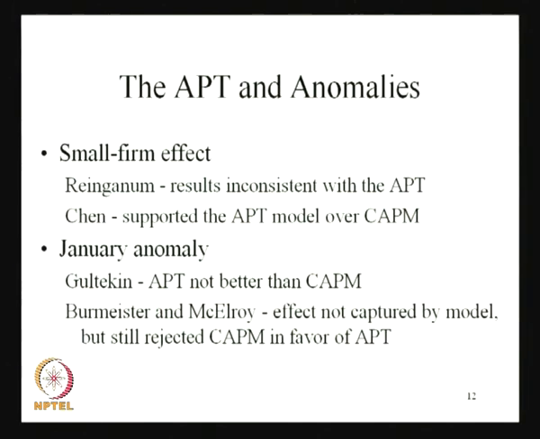Whenever this January anomaly was taken into account, Gultekin found that APT is not better than CAPM. They said that if you consider the January anomaly, maybe beta is the sole factor which affects your stock return, not the other factors. That is why they said that CAPM is a better model than the arbitrage pricing model. Then Burmeister and McElroy found that the effect is not captured by the model, but still rejected CAPM in favor of APT. That means they were favoring APT over the CAPM, and they said that it is not the anomaly which is reflecting that particular impact on this model.